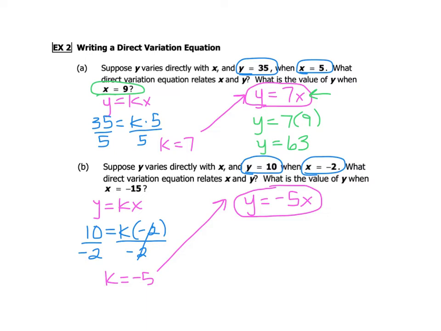So next thing we're going to do is answer the second part, which is what is the value of y when x equals negative 15? So we're going to take this negative 15 and we're going to put it in place of x. So I have y equals negative 5 times negative 15. Oops, I didn't bring a calculator into my office here. So I'm going to have y equals 75.